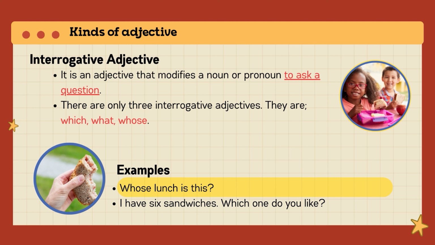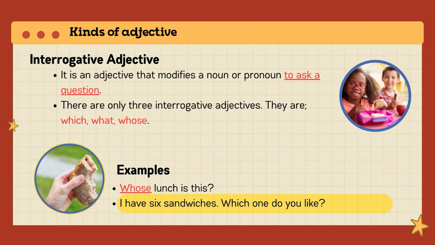Example. Whose lunch is this? The interrogative adjective here is whose. It describes the noun lunch, to ask who the lunch belongs to. Next, I have 6 sandwiches. Which one do you like? The interrogative adjective here is which. It is used to limit the possible answers into 6.